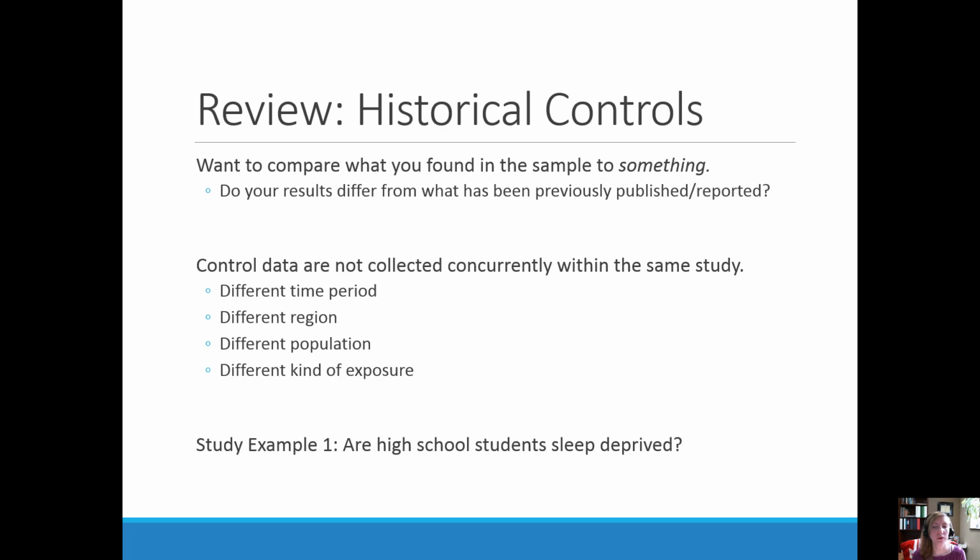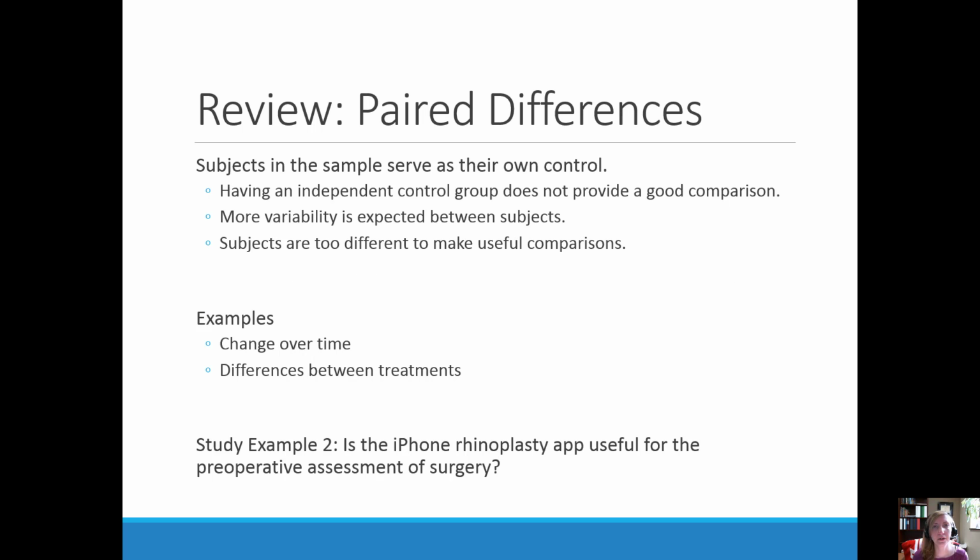One-sample studies may take one of two forms, historical controls and paired differences. Remember that a historical control compares the data in our sample to something that has been previously published or reported. Study example 1 is an example of a historical control. In a paired difference study, subjects in the sample serve as their own control, or a group of subjects who are closely matched serve as controls. Either way, the groups are not independent. Study example 2 is an example of a paired difference study.